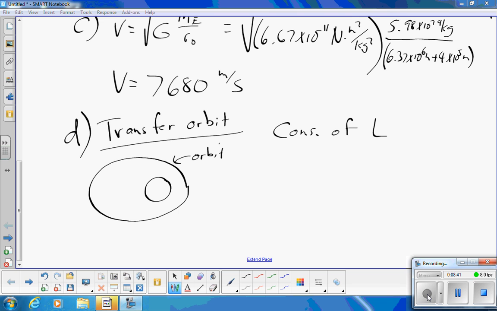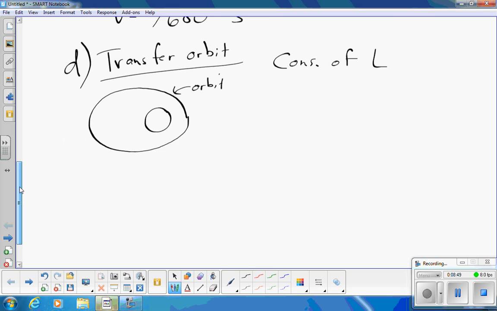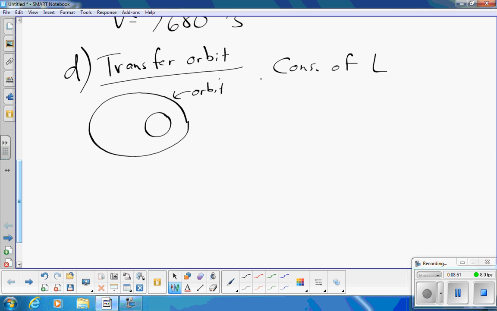So I encourage you, if you haven't yet, to see if you can figure out what the energy of the satellite is in this transfer orbit. And so I'm going to do that now. The conservation of angular momentum, keep that as a thought in the back of our heads in case we end up needing to use that. But I'm going to start with the energy approach, as I said, and I'm going to first of all find the total energy of the satellite in this orbit.